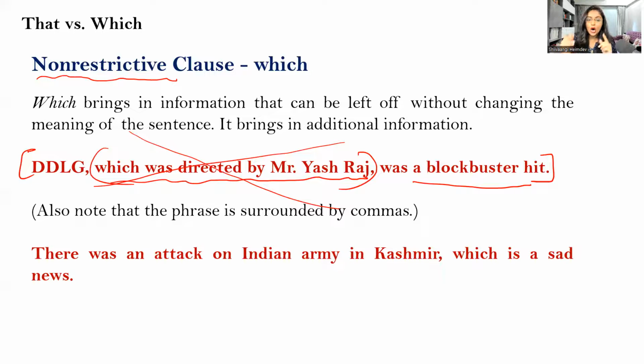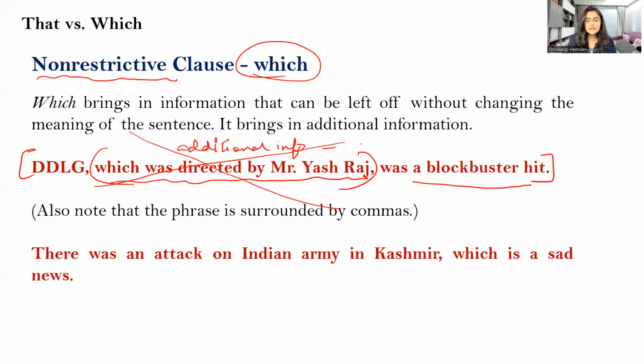Okay, so if you see, on dropping this information from the sentence, it is not collapsing. The sentence still exists. There is still information, a complete sentence in itself. So whenever you have to introduce additional information, an information which is not essential for the sentence, but just an extra piece of information, please make use of which.